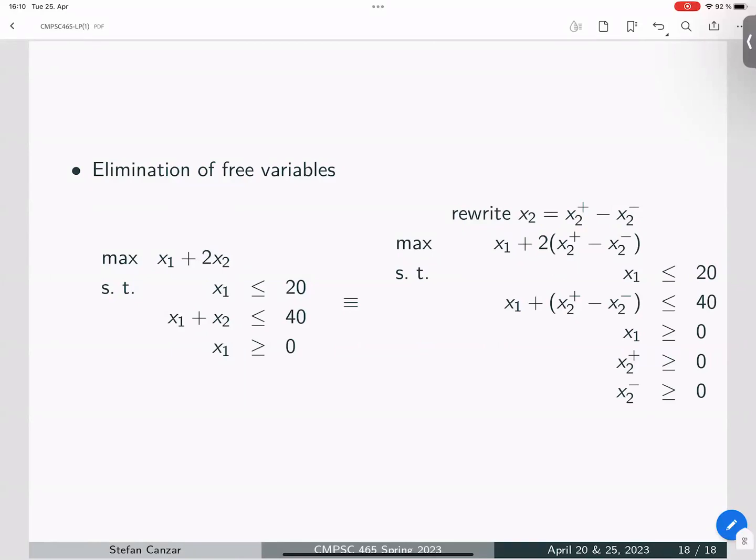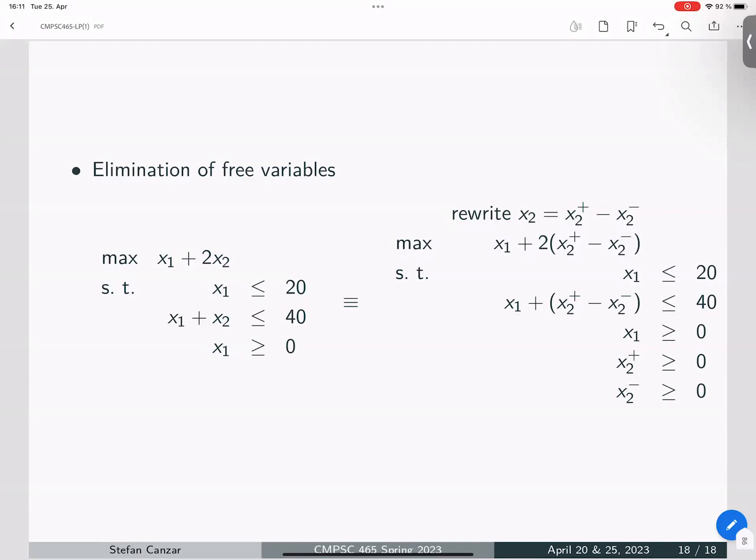So for x2, which is free, you take two new variables, x2 plus and x2 minus, that are both required to be non-negative, and replace x2 both in the objective and also in your constraints simply by this difference between x2 plus and x2 minus. So why does this work?